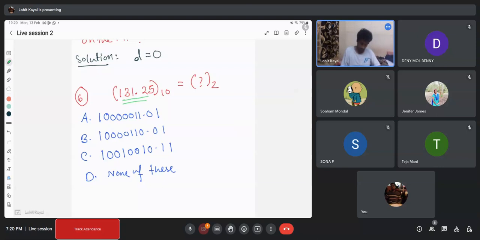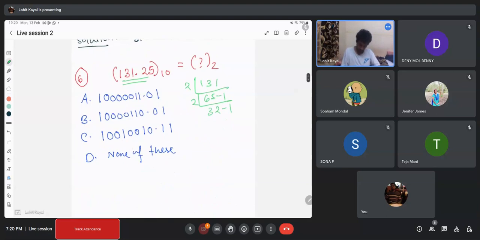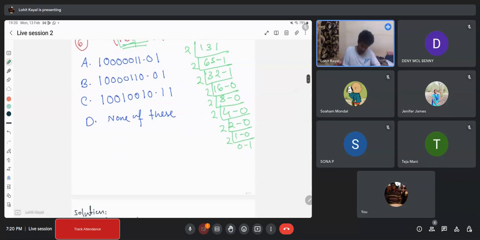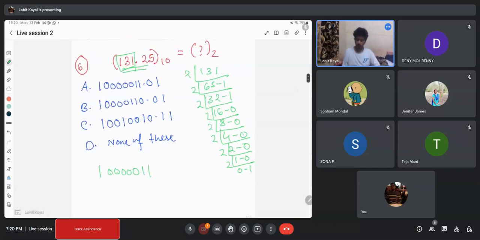So 131: dividing by 2 repeatedly gives 65 remainder 1, 32 remainder 1, 16 remainder 0, 8 remainder 0, 4 remainder 0, 2 remainder 0, 1 remainder 0, and 0 remainder 1. So what will this part be? 131 will be 1, then 5 zeros, then 1 1. Okay, so this is the 131 part.